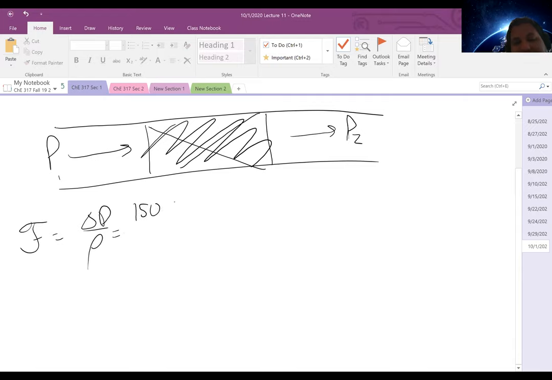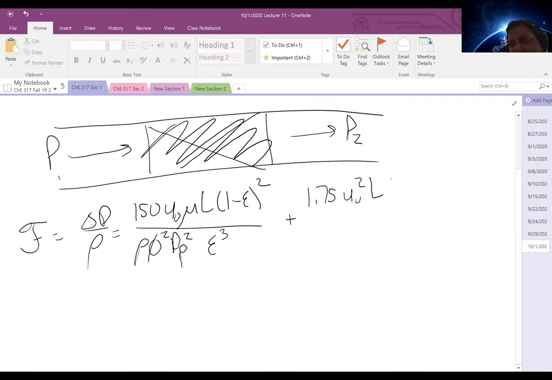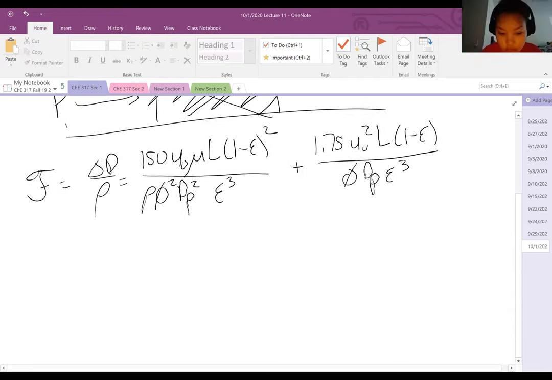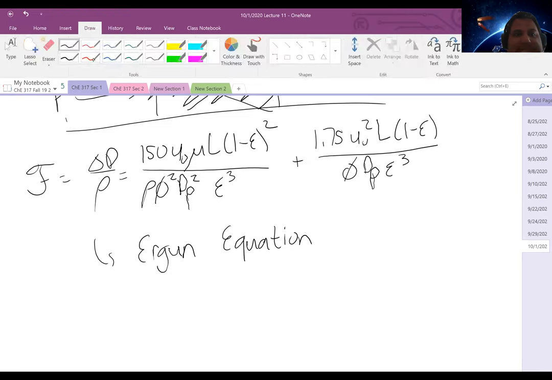We had 150 times U naught times mu L (1 minus epsilon) squared over phi squared, diameter of the particle squared, density, and epsilon cubed, plus 1.75 times the velocity squared length (1 minus epsilon) over phi diameter of the particle epsilon cubed. And we had called this the Ergun equation, which describes pressure drop and frictional dissipation in a packed bed.